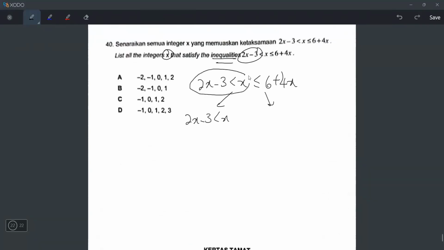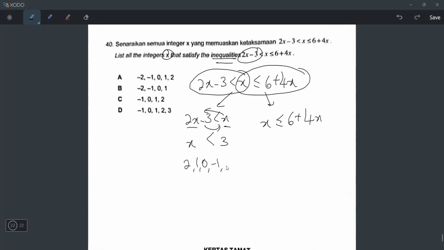Okay, it means it's like this. And then the second part, I will take this. x smaller than or equal to 6 plus 4x. So let's do this. x with x we can do, plus x moves over to become minus, 2x minus x is 1x, negative 3 moves over to become 3, and then the smaller sign stays. Now we know x has to be smaller than 3. So what numbers are smaller than 3? 2, 1, 0, negative 1, negative 2, and there's a lot more. Okay, negative 3, and so on.